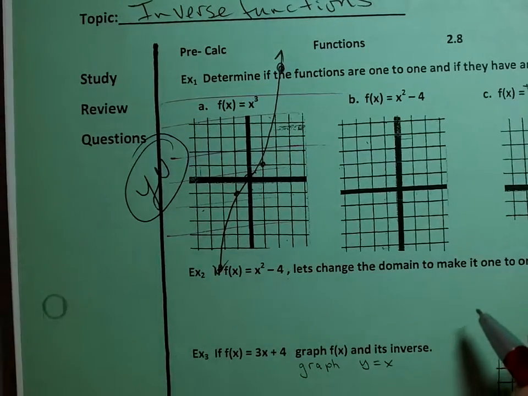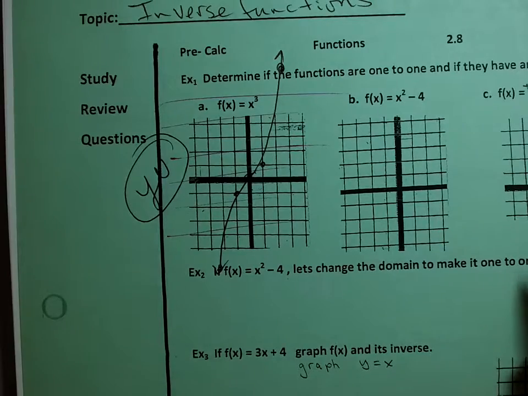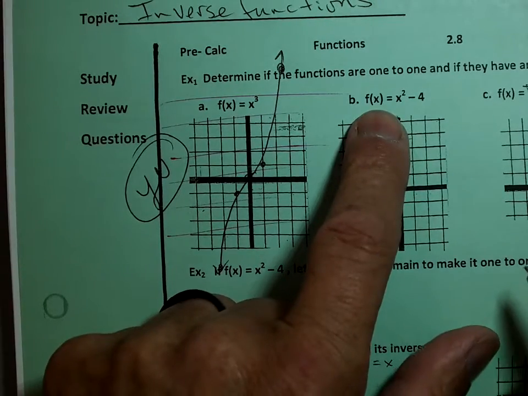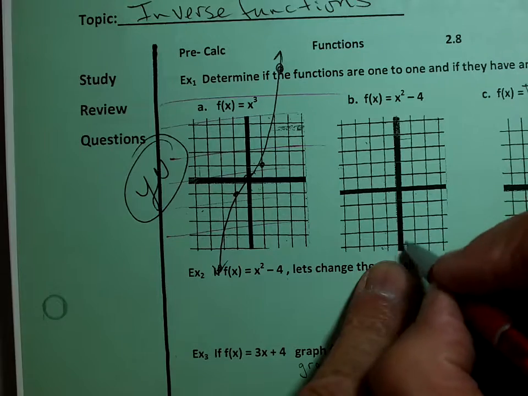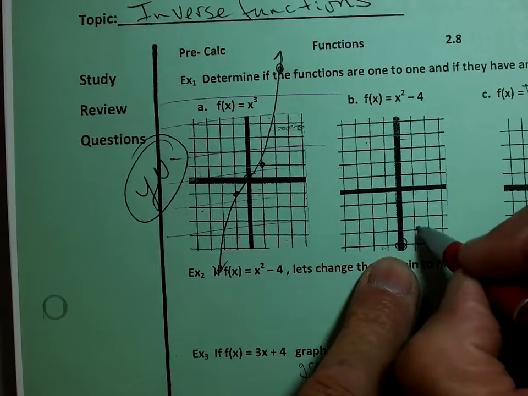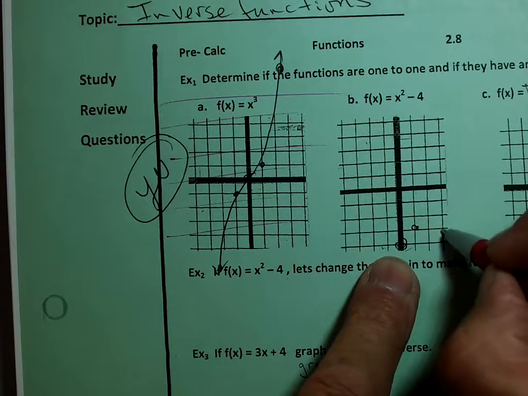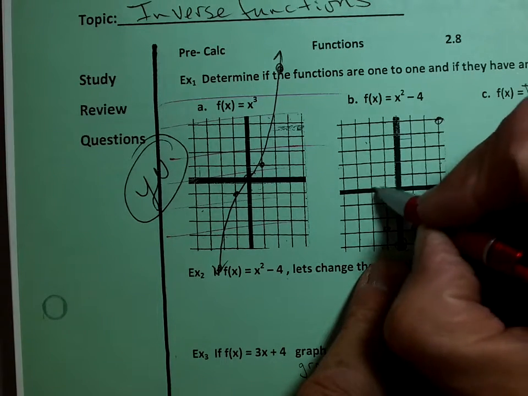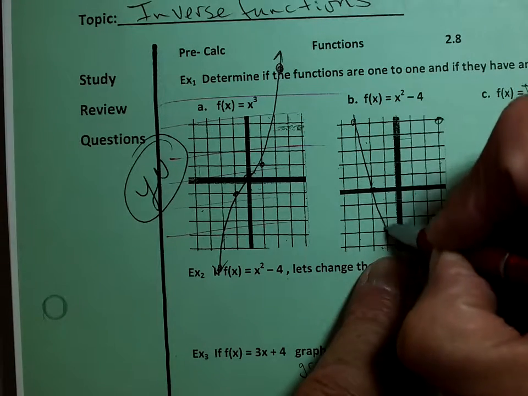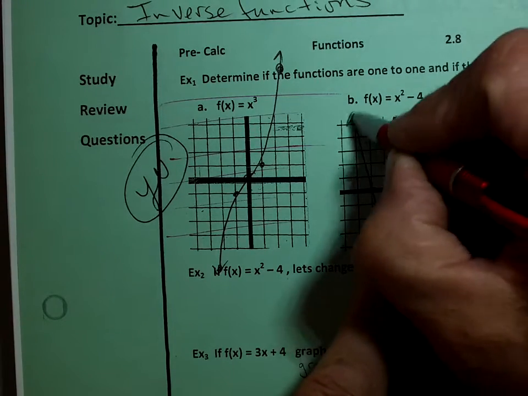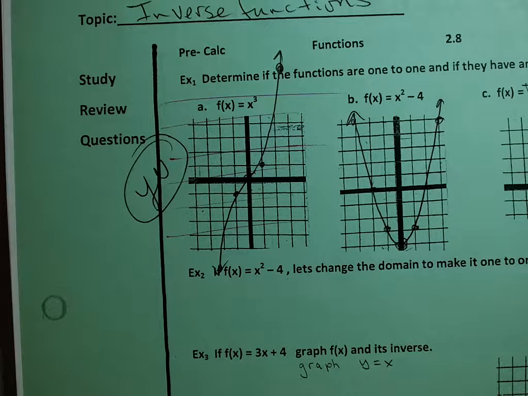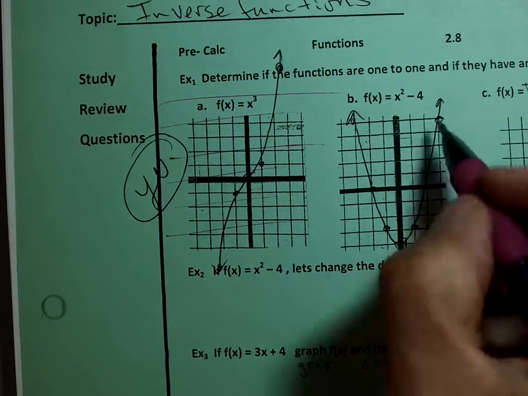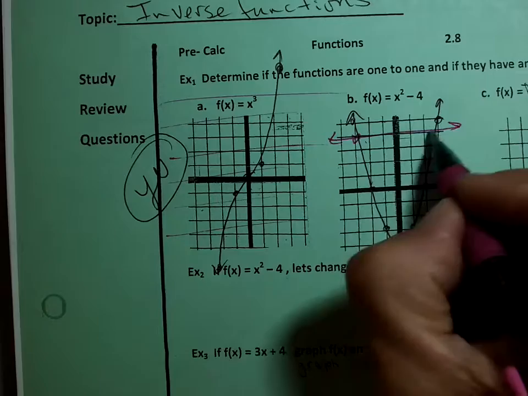Now its inverse equation, we'll talk about later, but it does have an inverse. Now b, if I graph this, here is my parabola. It is a function. Does it have an inverse? No, because it fails the horizontal line test.